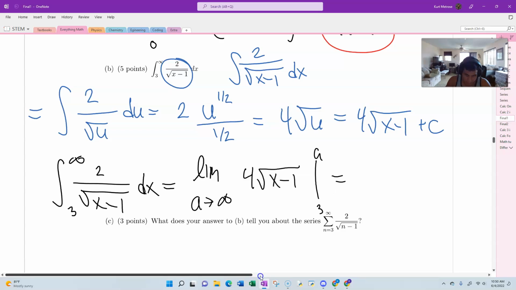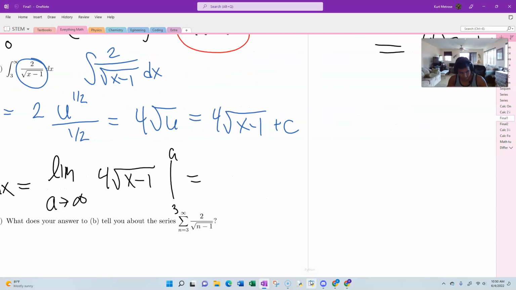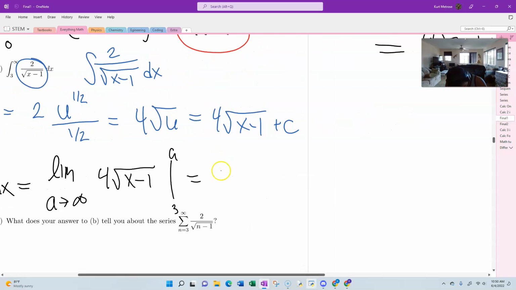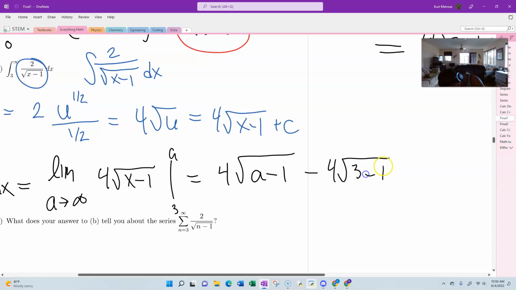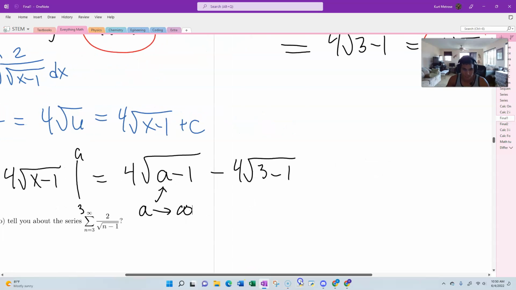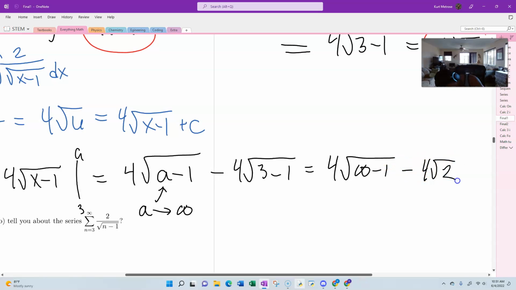So what do we see? Well, we see that this causes 4 square root of a minus 1 minus 4 square root of 3 minus 1. And then we see that a approaches infinity, right? So what does this become? It becomes 4 infinity minus 4 square root 2.